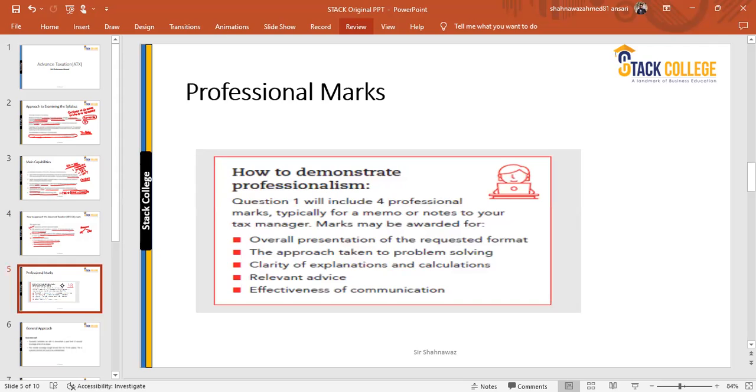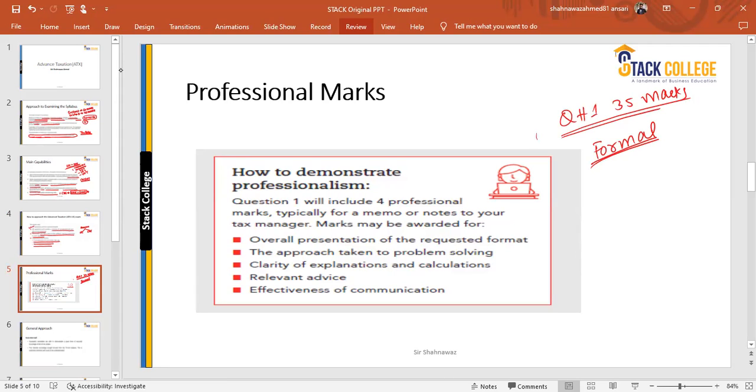A very important question is, there are 4 professional marks. So how can you get maximum professional marks? In section A, in the first question, that is question number 1, which comprises 35 marks, the examiner will ask about a particular format. If you follow the format that is needed, for example, a memo is required, a proper format will give you 1 mark, okay?